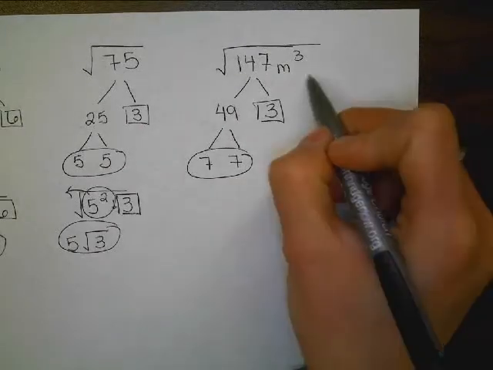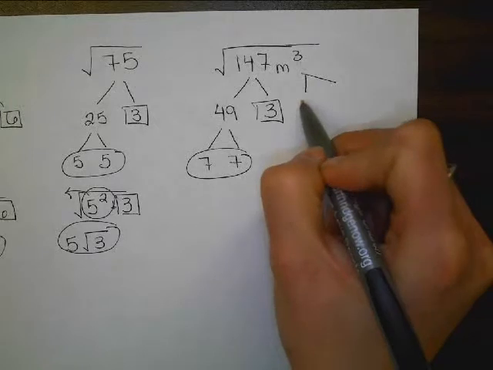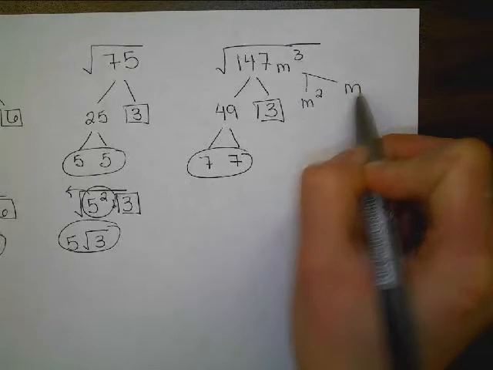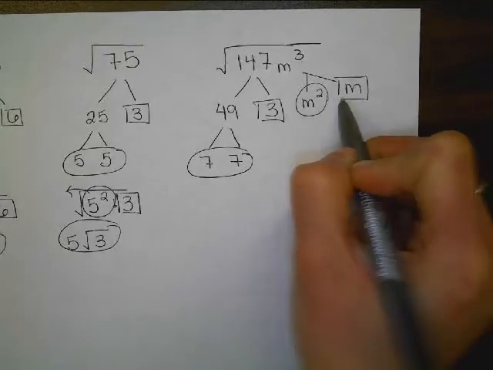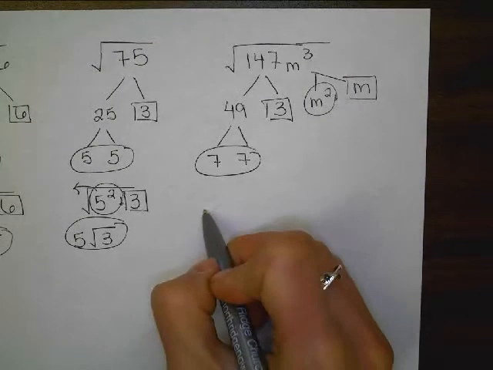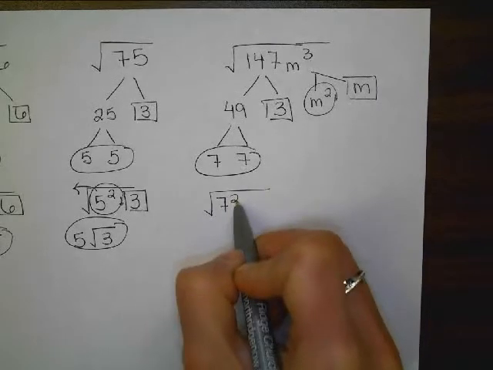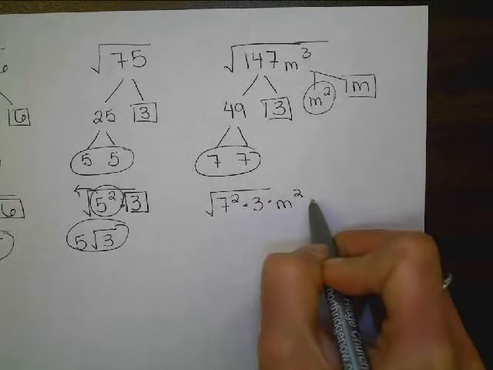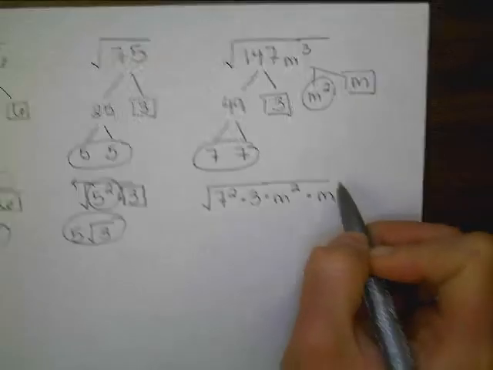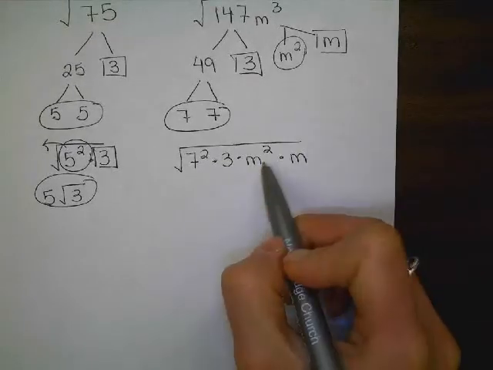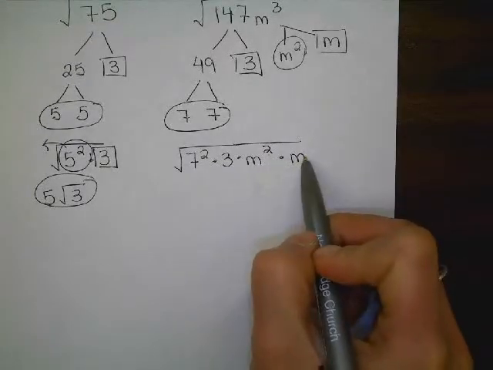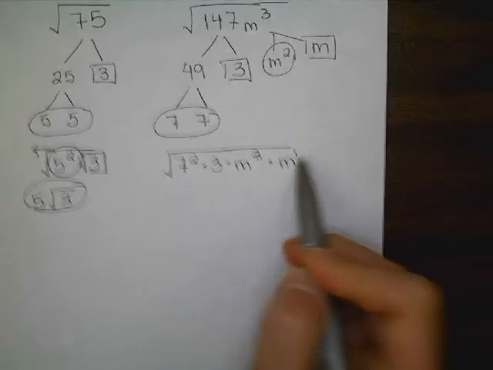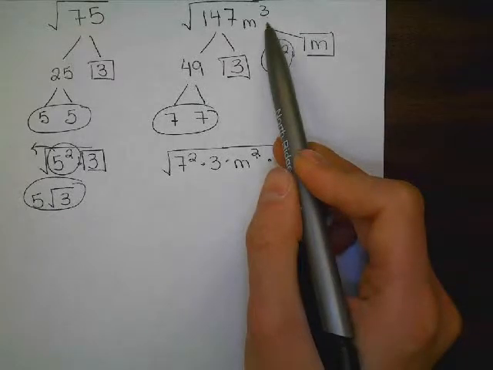Now if it helps, what we can do is we can break this m cubed down also. I can break that into an m squared and an m, and there's my pair, and there's my loser. So now I have the square root of 7 squared, 3, an m squared, and an m. Again, the reason that this is an m squared and an m is I'm always trying to get pairs, and since this has an invisible 1 there, 2 plus 1 gives me the 3 that I started with originally.